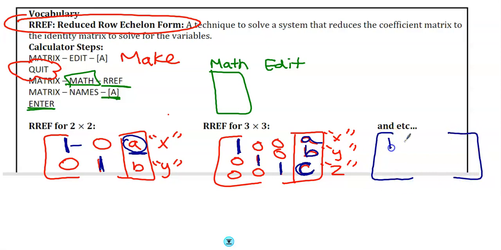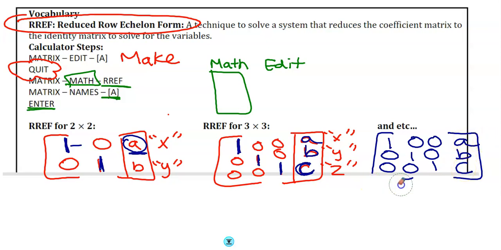So again, you'll have a 1, 0, 0. What is the answer for A? Or what's the answer for X? What is the answer for B? What is the answer for, so this would be X, Y, Z.